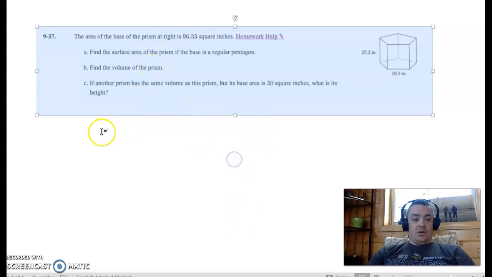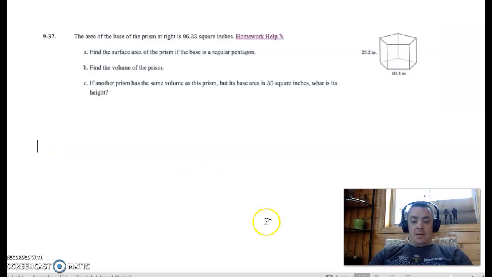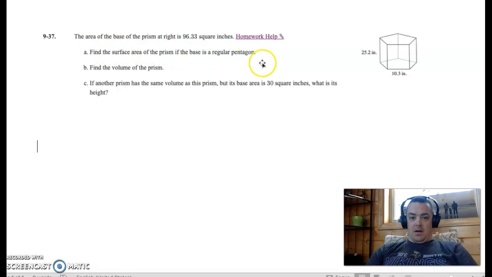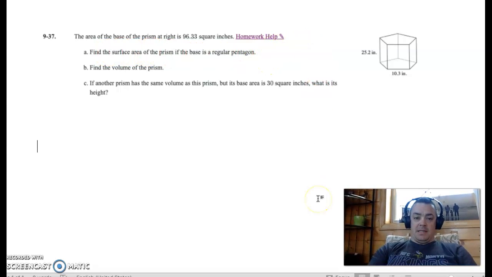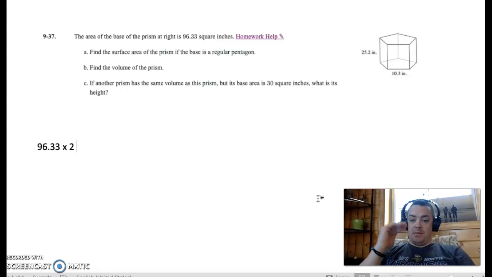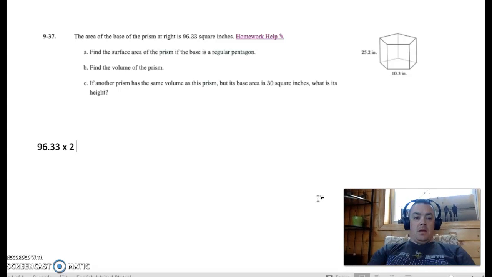So if I was going to do this, let me get this out so that I can type and show you. So if I was going to do this, what I would do to find the surface area of the prism is I'm going to take that 96.33 and I need to multiply that by 2 because there's a top to the prism and there's a bottom. And you'll come up with an answer for your two bases and what the surface area is for those.